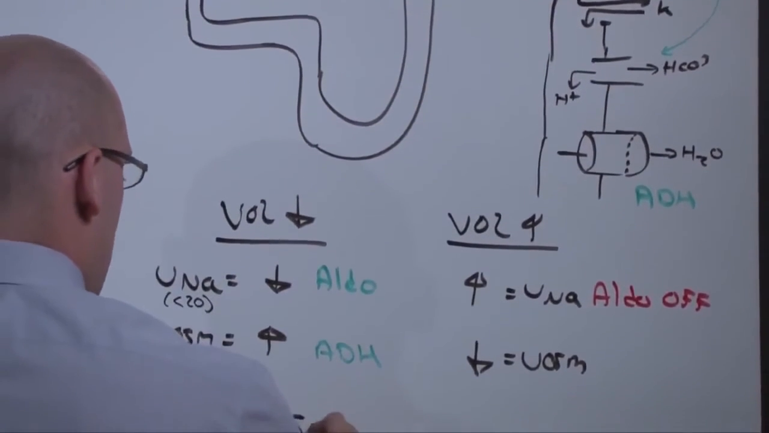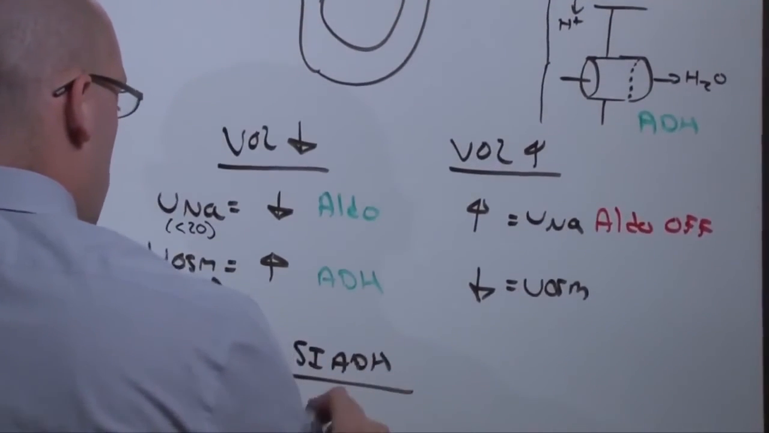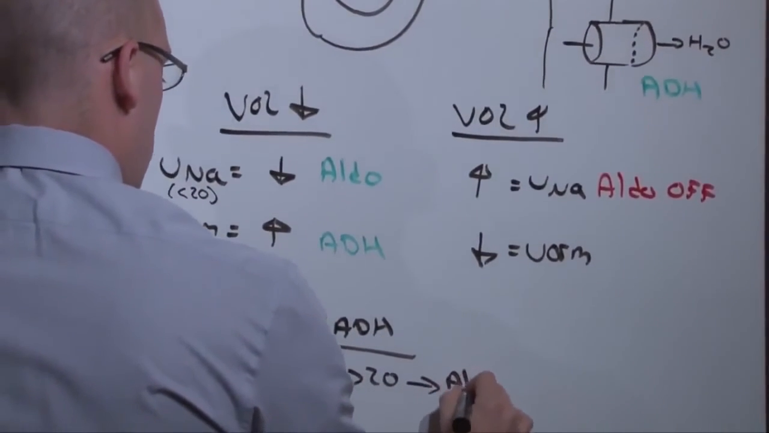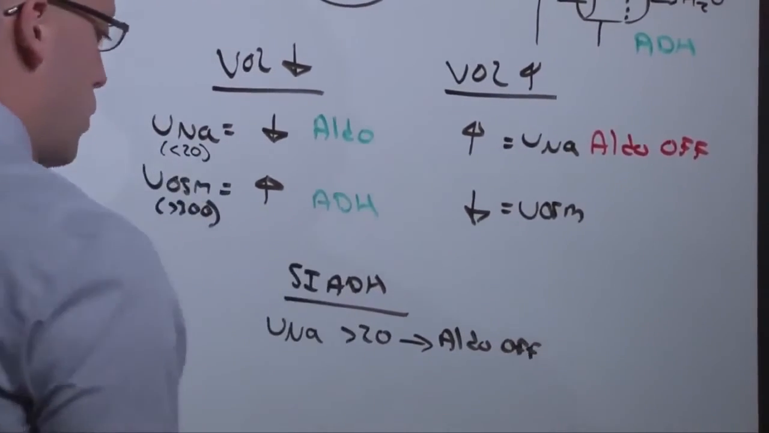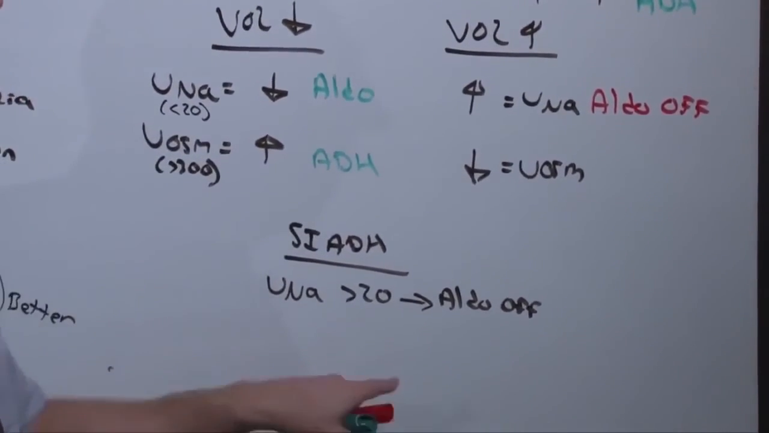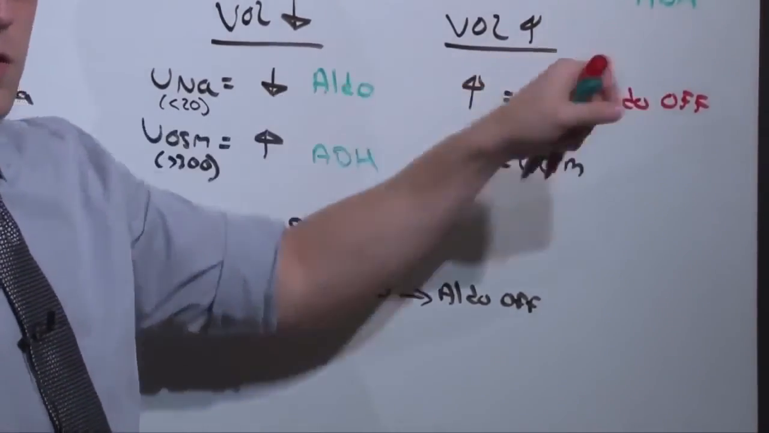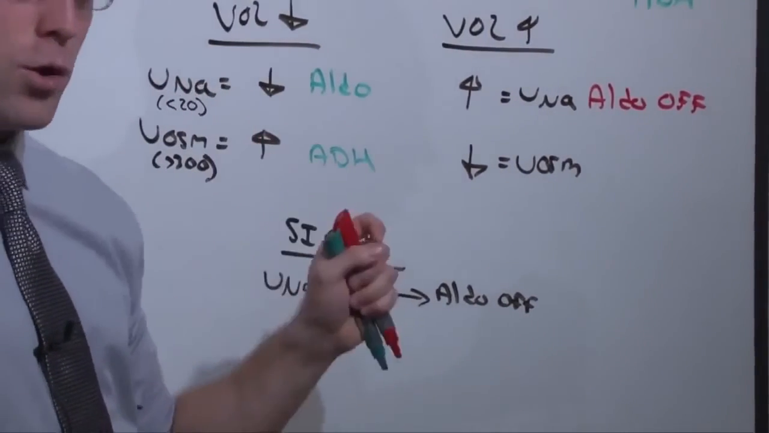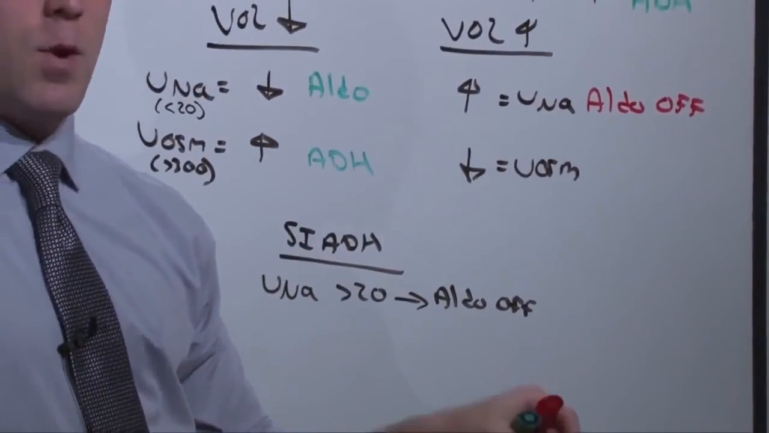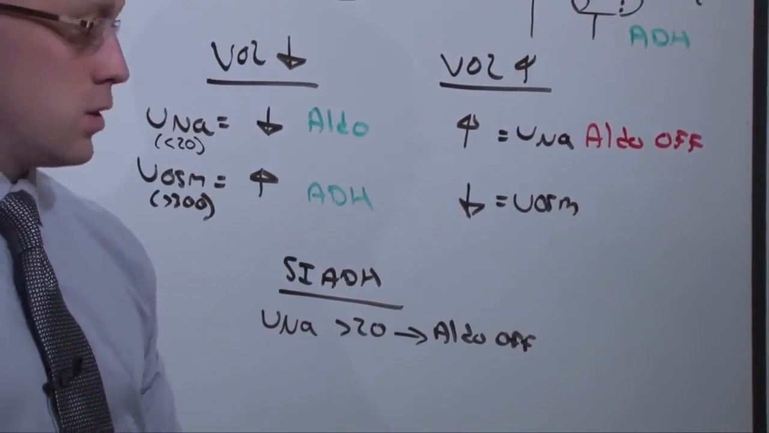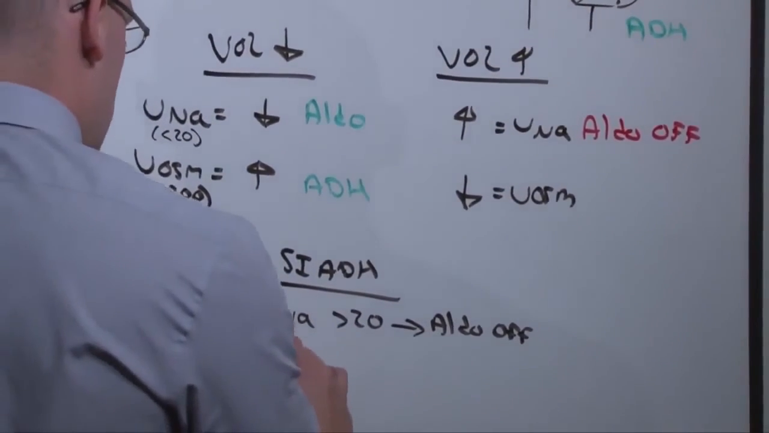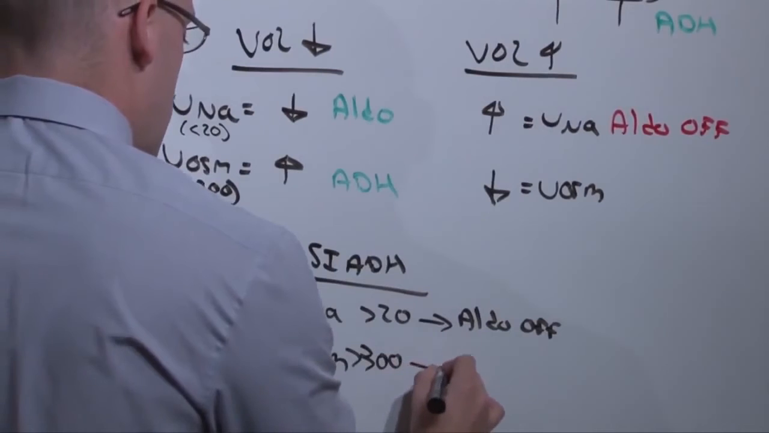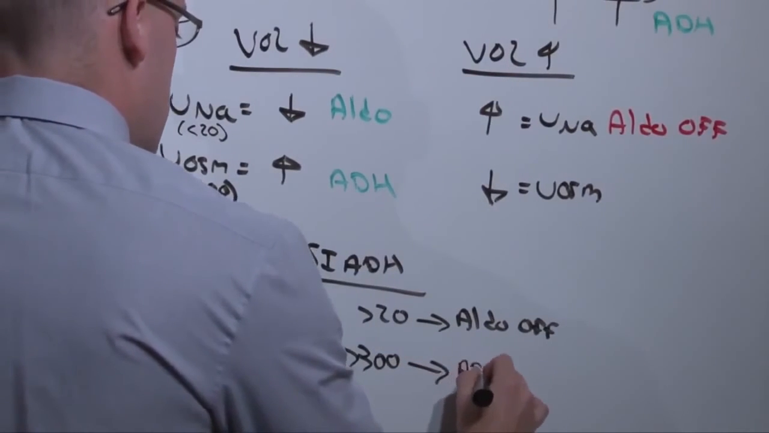In the setting of SIADH, the urine sodium will be elevated greater than 20, implying that aldo is off. Aldo is doing what it's supposed to do and is turning itself off. However, ADH is inappropriately turned on, even though aldo is off. So the amount of water reabsorbed into the body is high, the amount of water that goes into the urine is low, so the urine osms are going to be high, indicating that ADH is on.